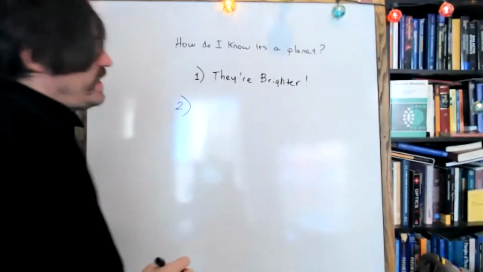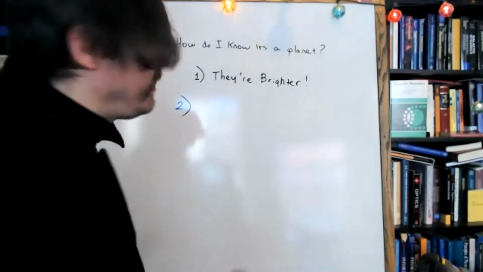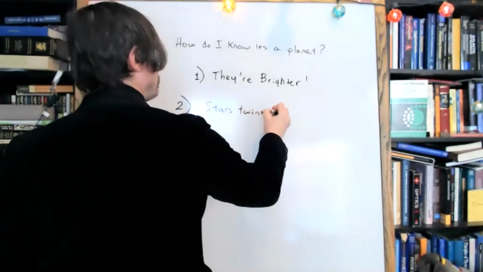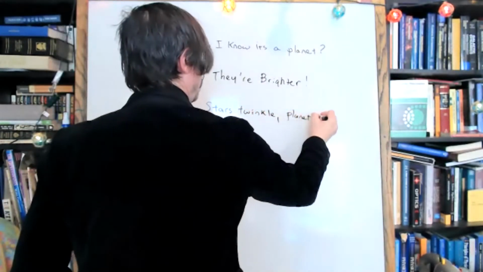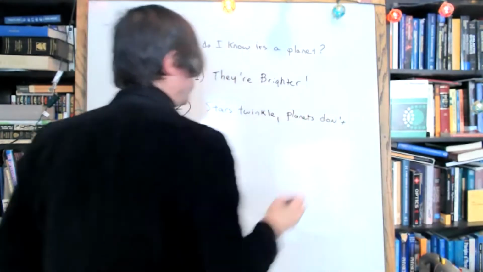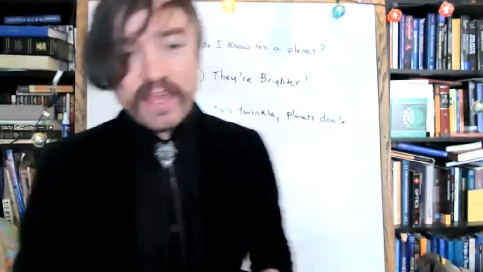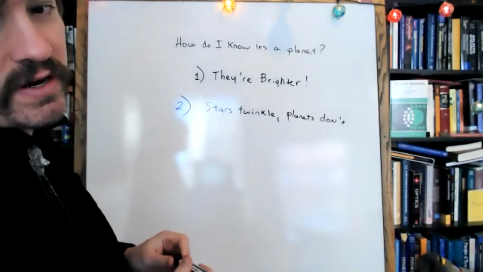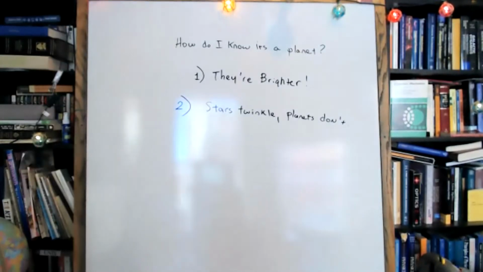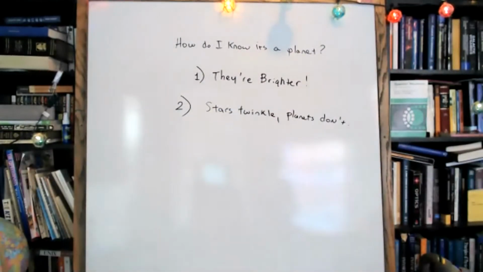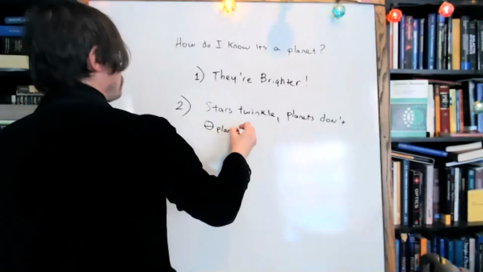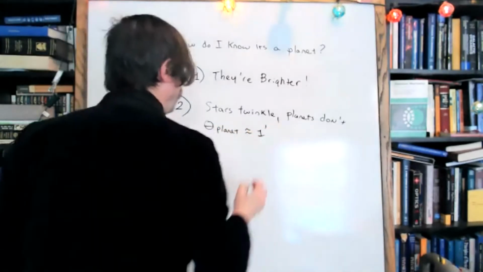A second rule of thumb that astronomers use to determine a planet is the rule goes that stars twinkle, but planets don't. This has to do with the star's angular size. The angular size of a planet is significantly larger than the angular size of a star. For example, the typical angular size of a planet is usually somewhere around 1 minute of arc.